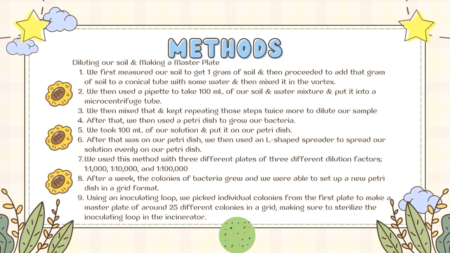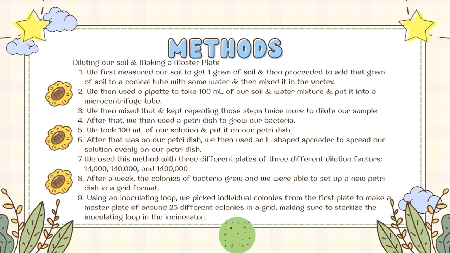Methods. Diluting our soil and making a master plate. We first measured our soil to get 1 gram of soil and then proceeded to add that gram of soil to a conical tube with some water and then mixed it in the vortex. We then used a pipette to take 100 microliters of our soil and water mixture and put it into a microcentrifuge tube. We then mixed that and kept repeating those steps twice more to dilute our sample.